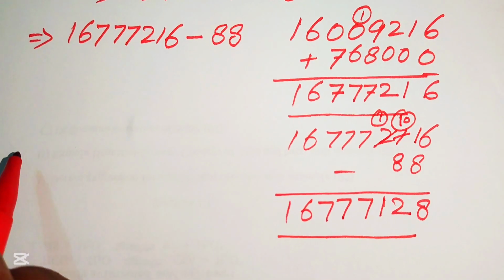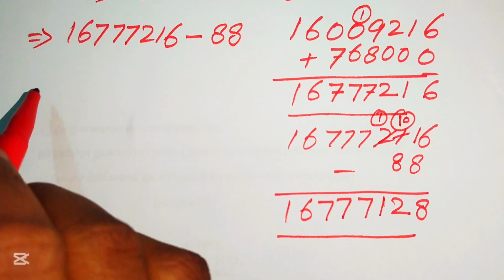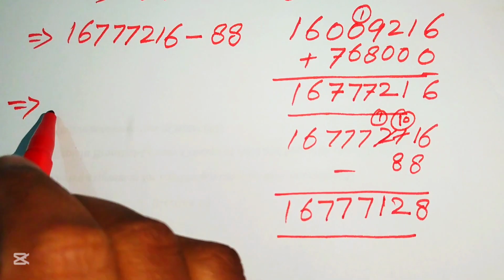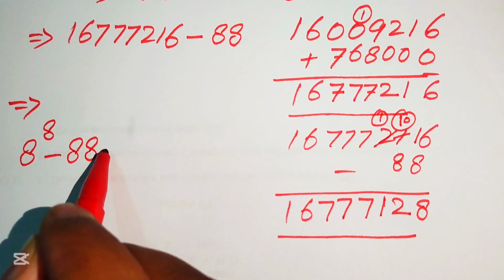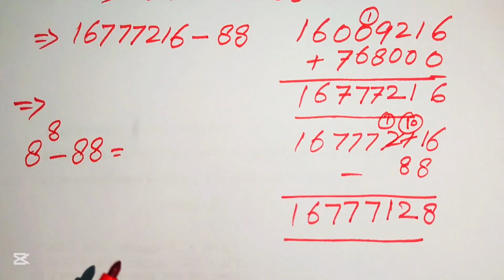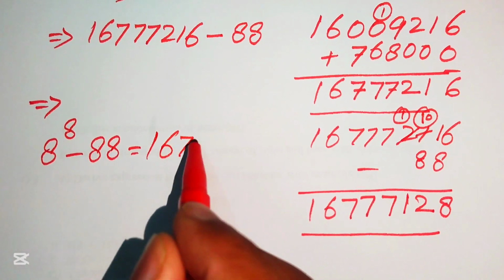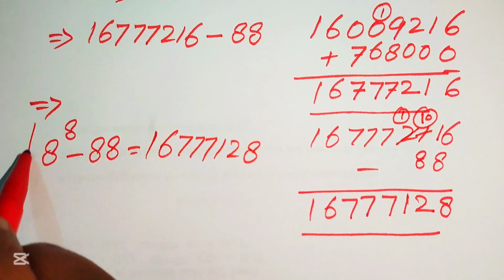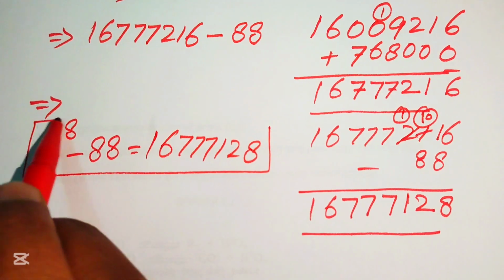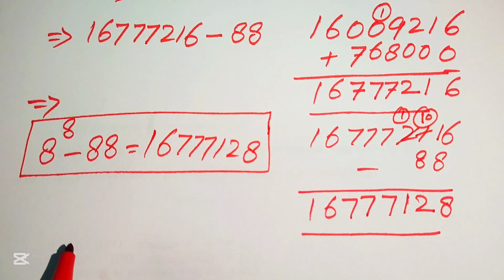So finally we have the required answer of the given question: 8 to the power of 8 minus 88 equals 16777128. This is our final answer of this problem.